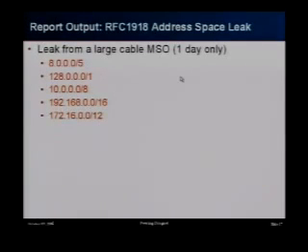This is something about RFC 1918 address space leak. Like I said, we didn't find very many leaks. There was only one snapshot which had a leak from a large cable MSO. And these are the set of prefixes that he leaked. It covers a fairly wide range if you look at it. 8/5, 128/1, it's like almost half the address space. 10/8. This lasted only for a day, so probably a misconfiguration or something on the cable MSO's part.